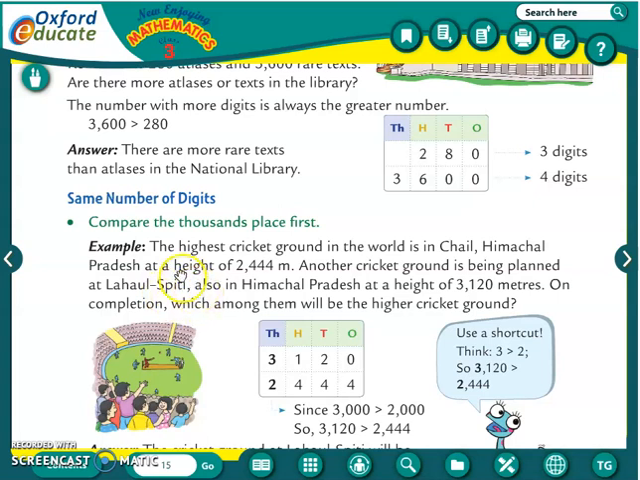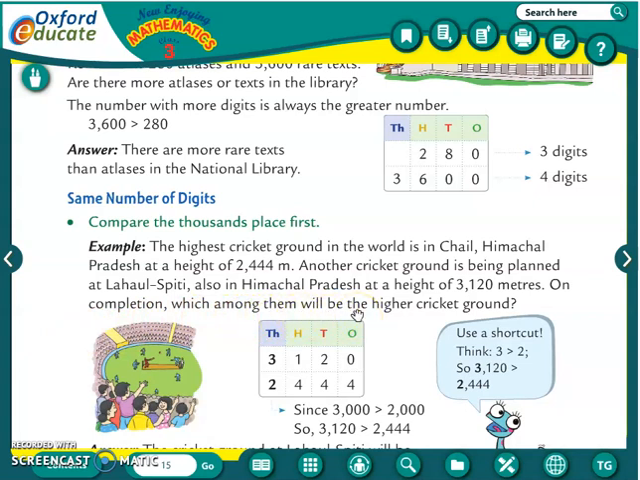Here one example is there. The highest cricket ground in the world is in Chail, Himachal Pradesh, at a height of 2,444 meters. Another cricket ground is being planned at Lahaul Spiti, also in Himachal Pradesh, at a height of 3,120 meters. On completion, which among them will be the higher cricket ground?